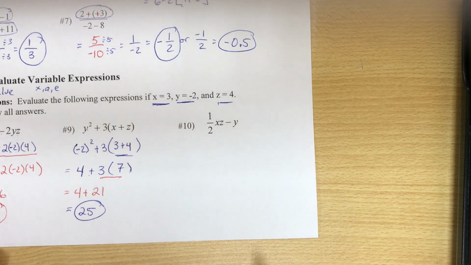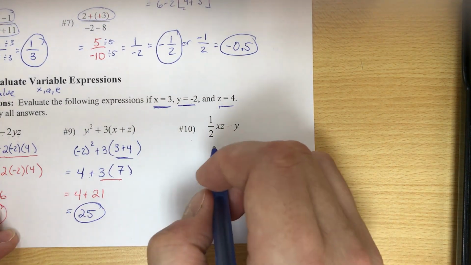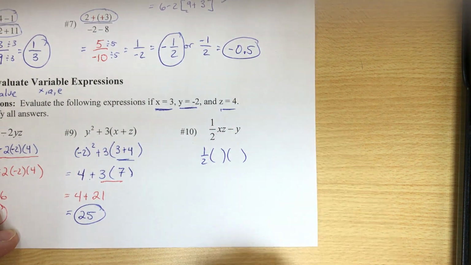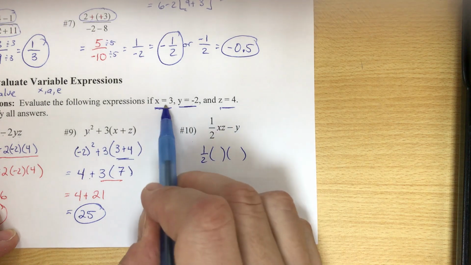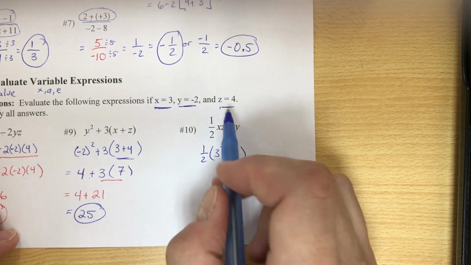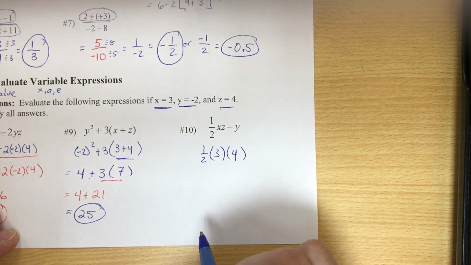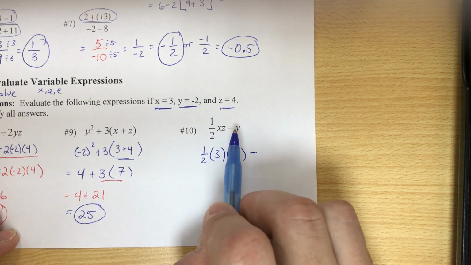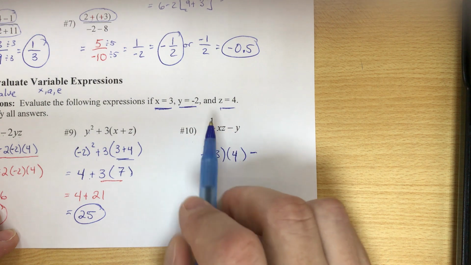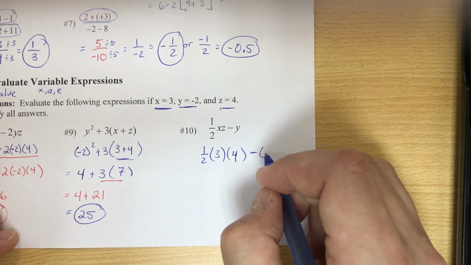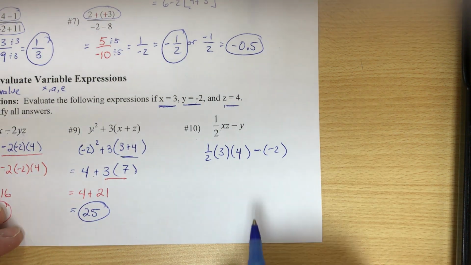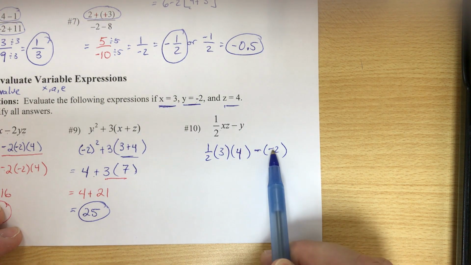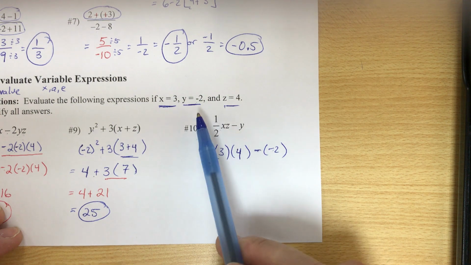And the last one, okay, we got a fraction here. So 1/2. Because I'm multiplying these, I'll use parentheses. So 1/2 times 3 times the z value, which is 4, minus, now you got to be careful here, this is interesting. Subtracting y is subtracting a -2. Now the subtraction sign is already there, but I have to put the negative in front of the 2 because it's a -2.